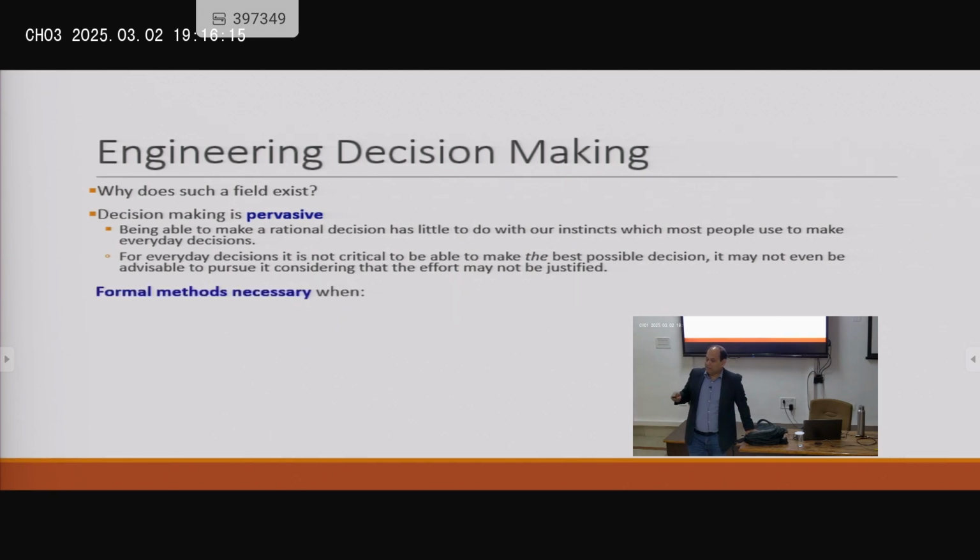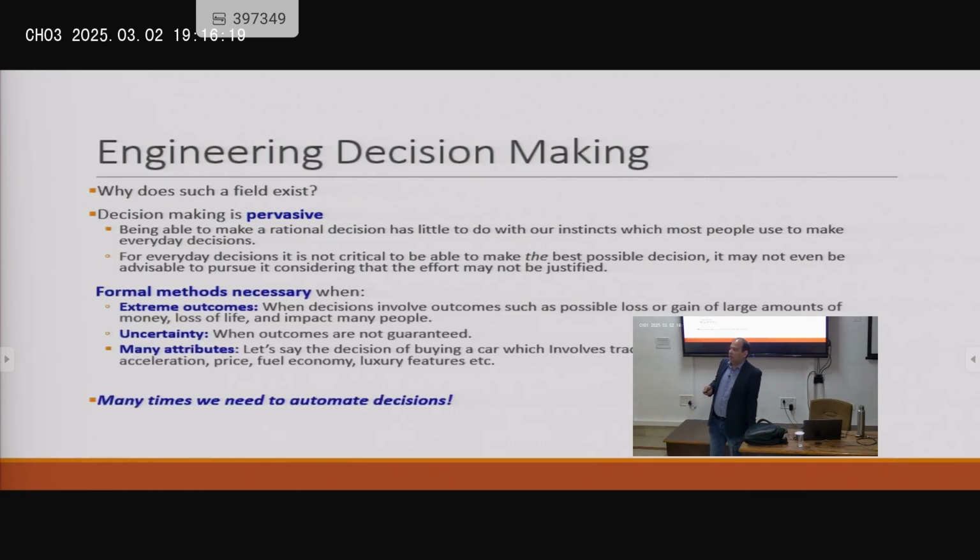But formal methods, technical methods become necessary when you have extreme outcomes, right? If this happens, then a major catastrophe happens and people can get hurt. If that happens, you lose millions of dollars. If you have major outcomes, then you have to analyze those decisions. You can't just do it by guesswork.